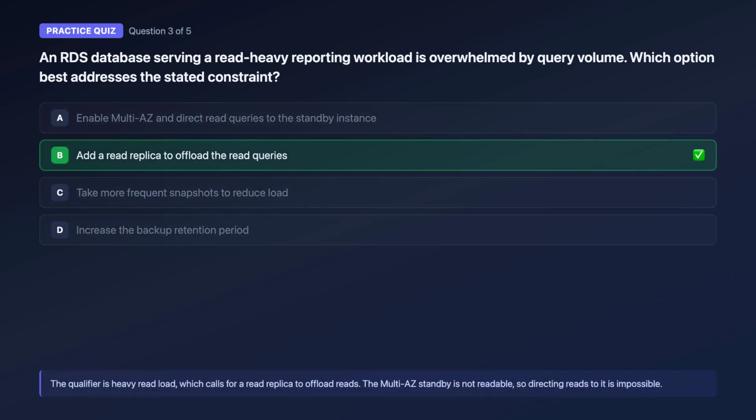It has to be B, and here's why. The constraint is heavy read load, which means growth, which means a read replica. Option A fails for one concrete reason, because the multi-AZ standby simply isn't readable, so you can't send reads to it at all.